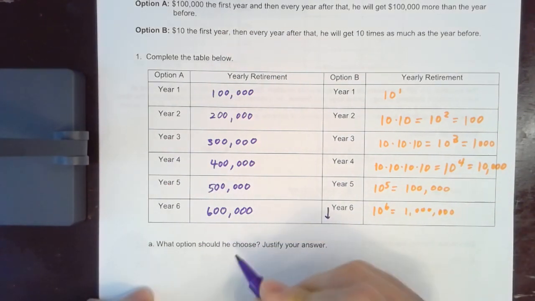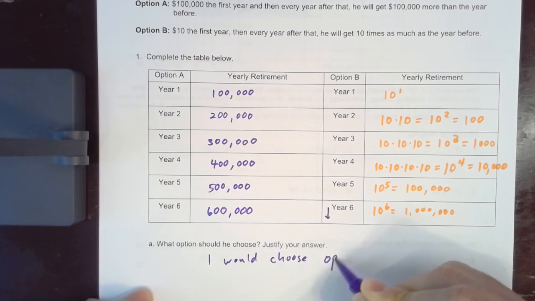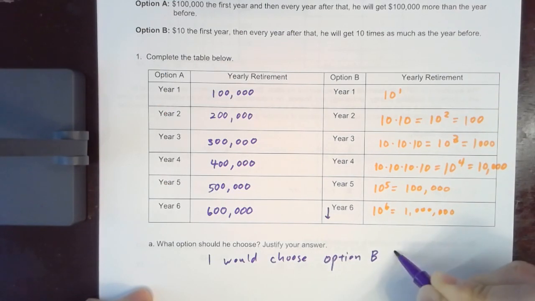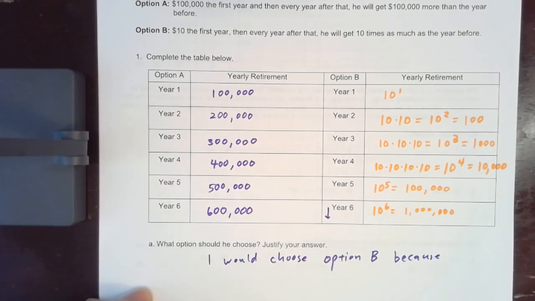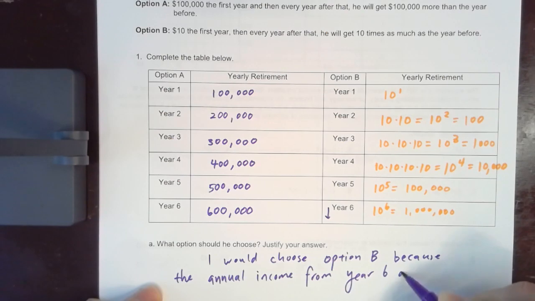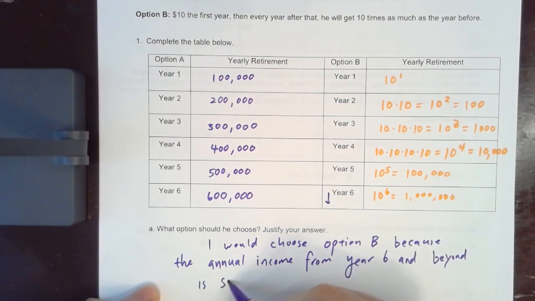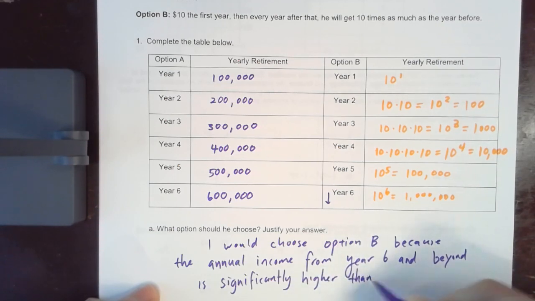Okay, so if you ask me, I would say I would choose option B, because the annual income from year 6 and beyond is significantly higher than option A, right?